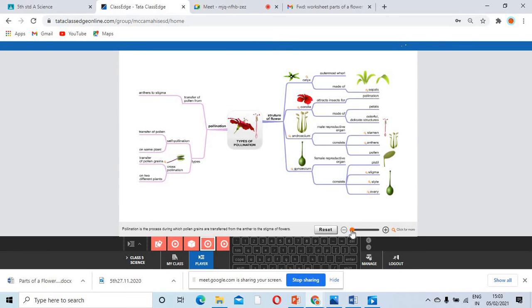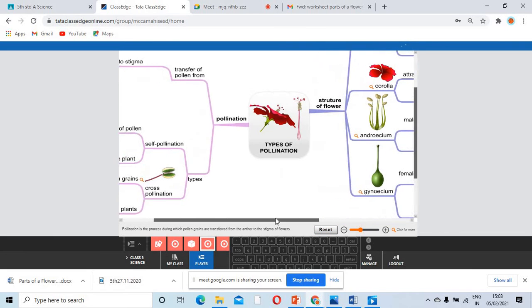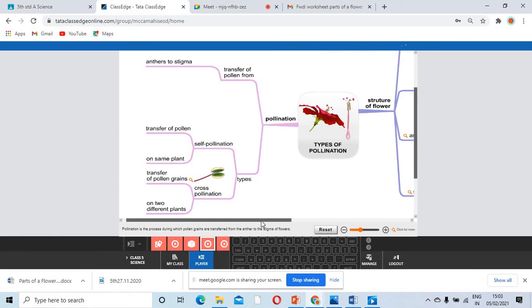This map clearly shows us about pollination as well as the parts of the flower. Now look at these types of pollination. So what is pollination? Transfer of pollen from anther to stigma. Now under pollination you have 2 types, self-pollination and cross-pollination. What is self-pollination? It is transfer of pollen on the same plant, that is inside the same flower. Cross-pollination is the transfer of pollen grains between 2 different plants or between 2 different flowers.